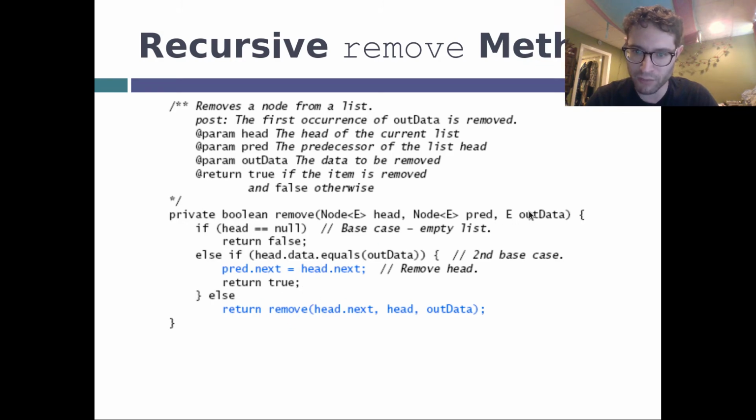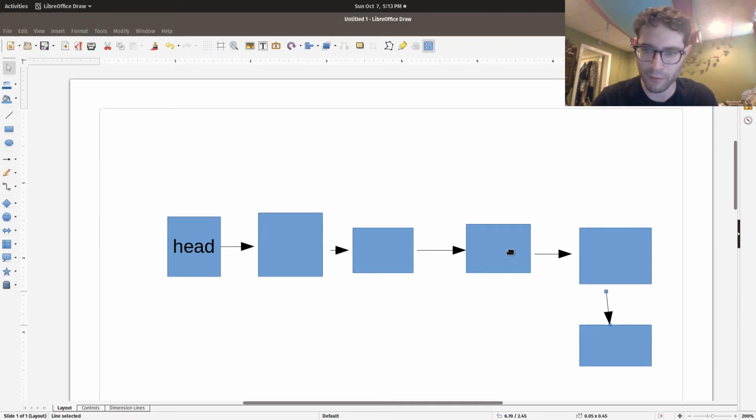Otherwise, the head goes, well, I'm not null, and I don't have the item you're looking for, but maybe the list that comes after me might have the data you want to remove, so why don't you remove that? So let's go ahead and say we're removing 5 from this list, right? Not index 5, but the number 5.